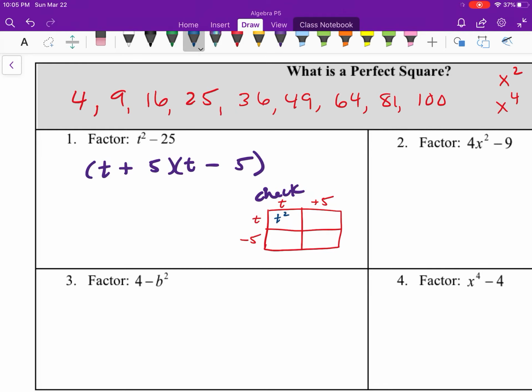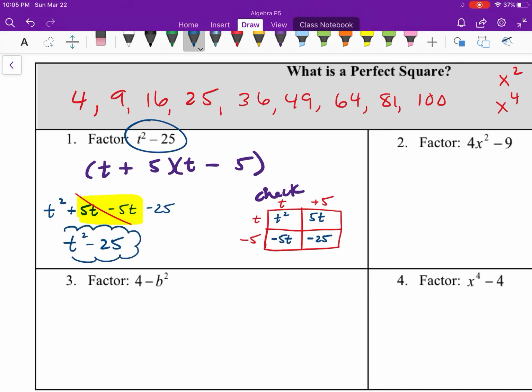T squared. And what's t times 5? 5t. Negative 5 times t is negative 5t, and negative 5 times positive 5 is negative 25. So when I write this out, I get t squared plus 5t minus 5t minus 25. Now that doesn't look like t squared minus 25, but if you look at what the like terms are, 5t minus 5t, that's 0. That cancels out. So you are left with t squared minus 25.